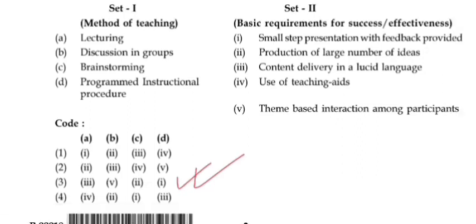Then B5, discussion in groups. It will be theme-based interaction among participants. C2, brainstorming will be related to production of large number of ideas. Then D1, program instructional procedure. It will be related to small steps presentation with feedback provided. Got it? Now let's move on.